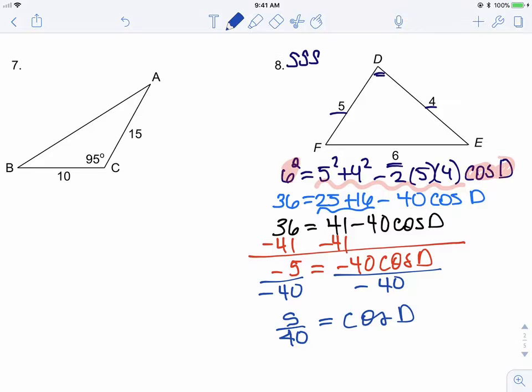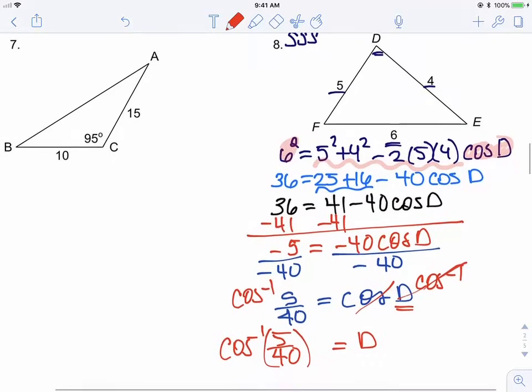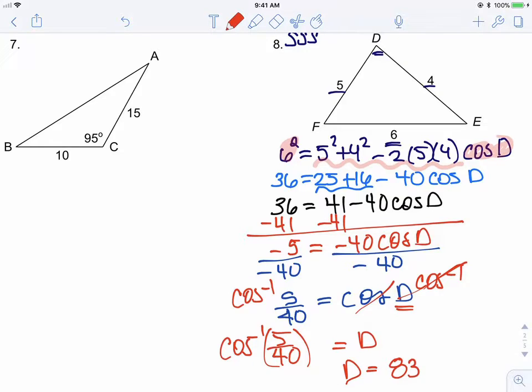And since we are solving for that angle, we have to take the inverse of both sides. So we end up with our cosines, leaving us with D. And this is cosine inverse of 5 over 40. So the value of our angle D, once we plug that into our calculators, is going to give us 83 degrees. Okay, so there's our D.